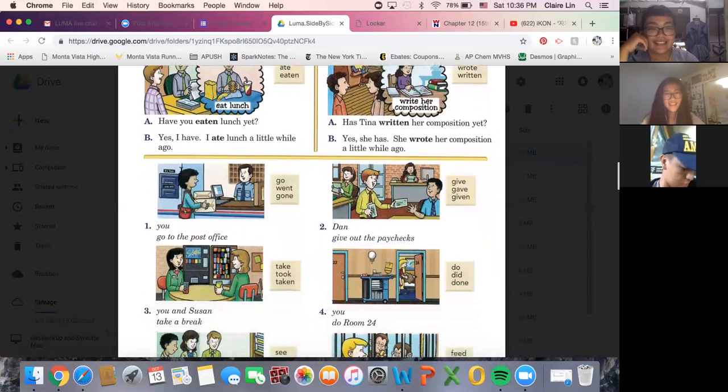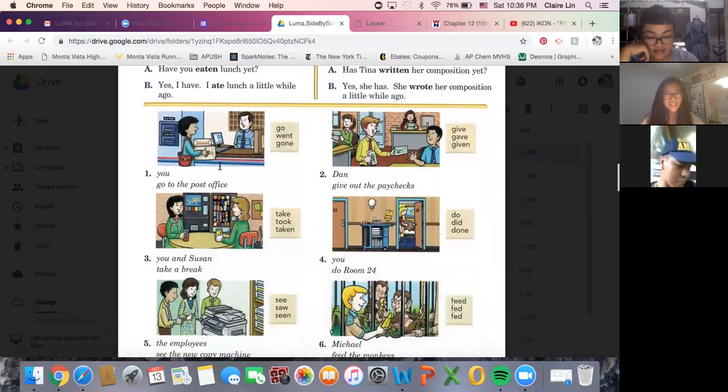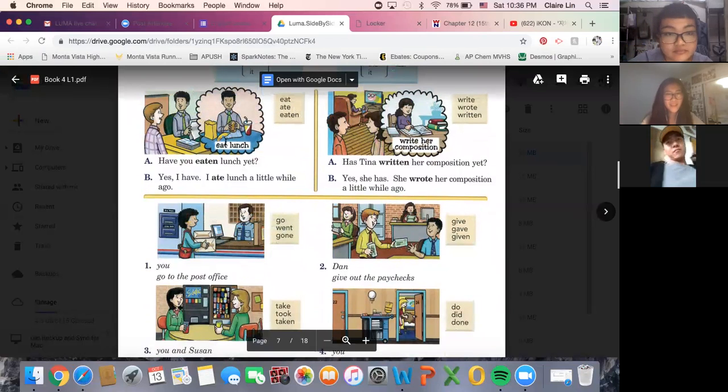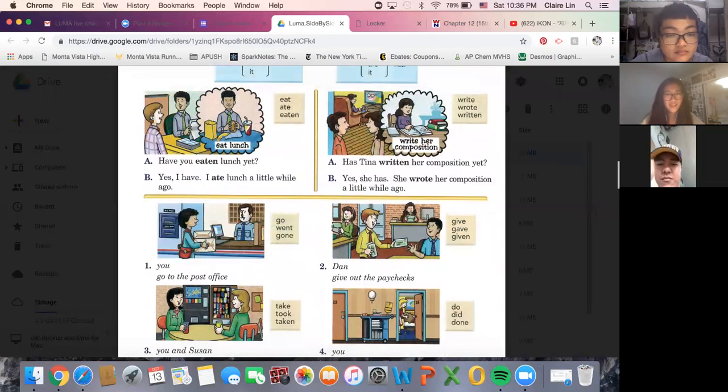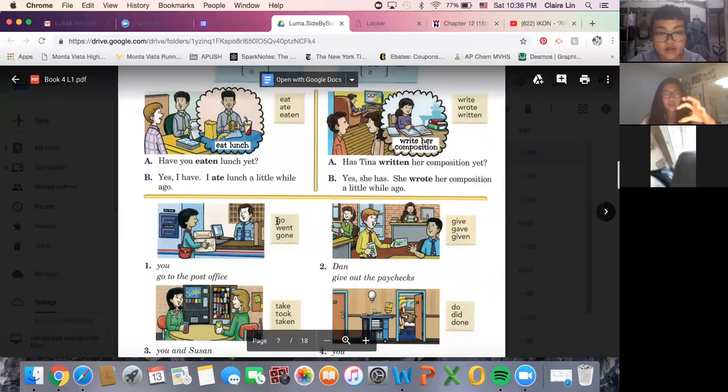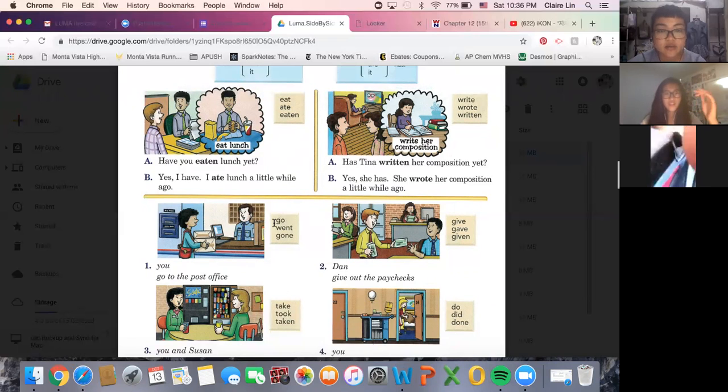Okay. So do you want to practice the sentence? In the picture it says like eat lunch. So I guess go to the post office, and then this is the subject, so they want you to use this in the sentence. And then this is the action. So first you would go like I go to the post office, and then I went to the post office, and then I have gone to the post office. I have gone, I went, I go.